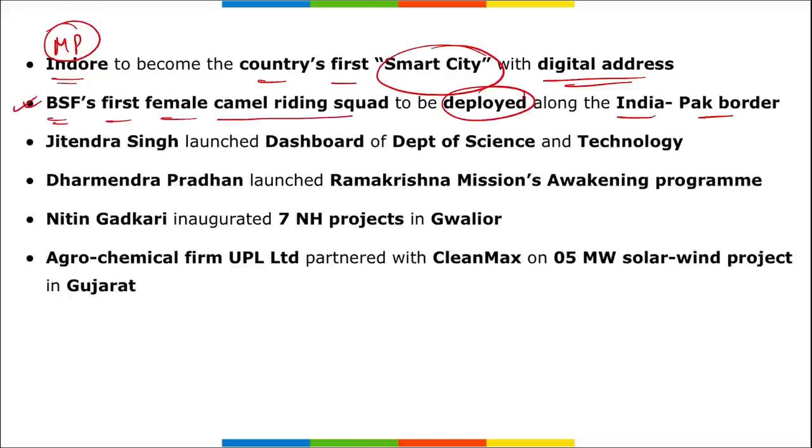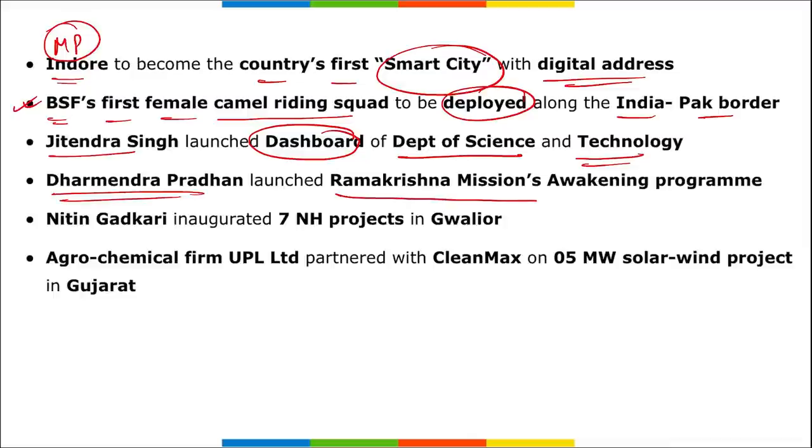Another important news. Then Jitendra Singh, they have launched dashboard of Department of Science and Technology. Dharmendra Pradhan ji, who is our education minister, has launched Ramakrishna Mission Awakening program. So a question can be asked that Ramakrishna Mission Awakening program was launched by whom? It was launched by our education minister.